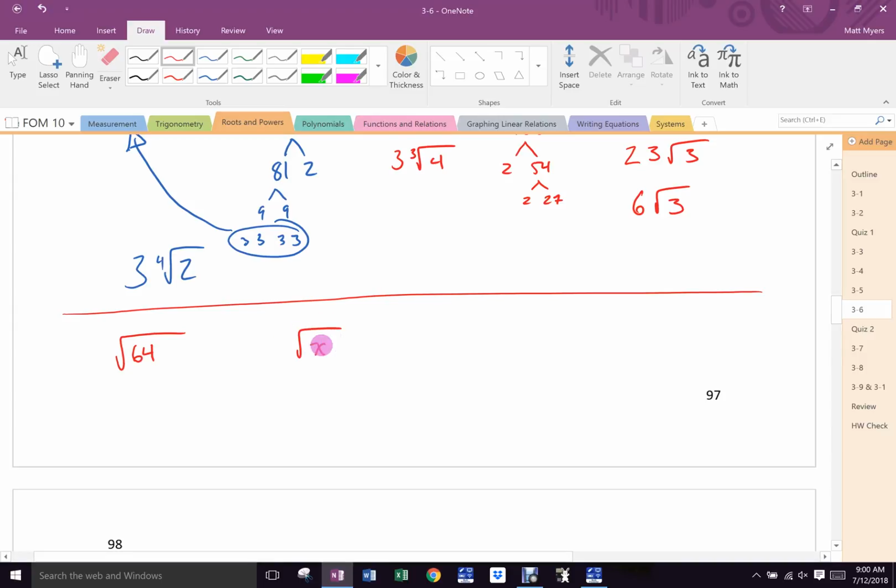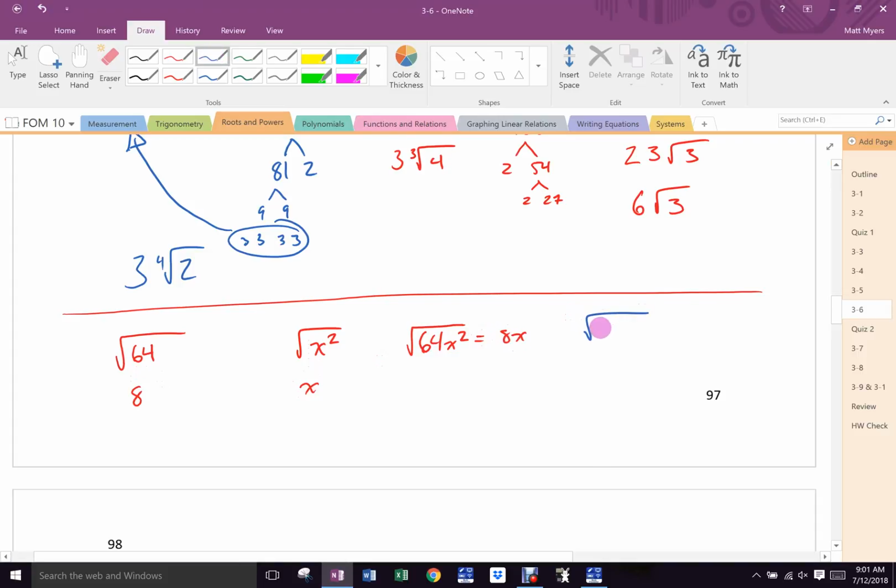Root of x squared. What is it? Why? Because x squared is x times x. That's a group of 2. Everybody good? Yeah? Okay. Root of 64x squared. What's that? 8x, because this was 8, this was x, so together they must be 8x. Agreed? Okay.